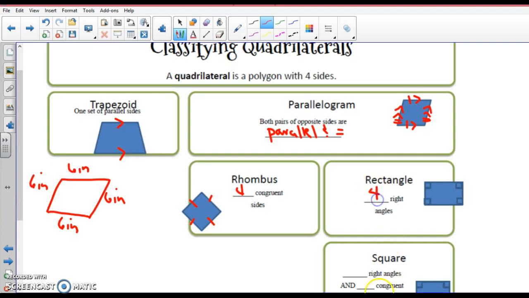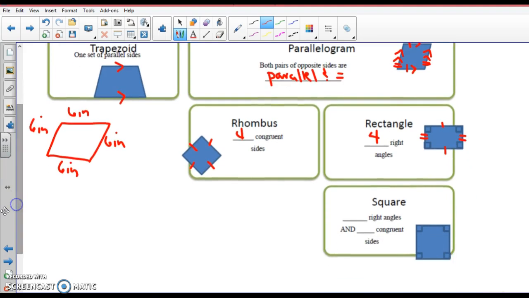A rectangle has 4 right angles. Top and bottom are equal, left and right are equal. It is also a parallelogram. And a square has 4 right angles and 4 congruent sides.